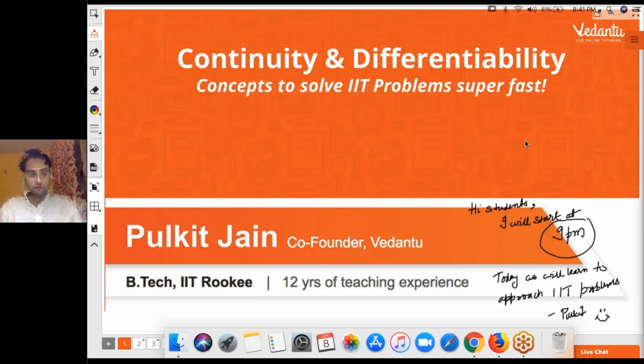So this is part of the masterclass series that I have been taking for the students, right? Okay. And many of you might have attended my previous sessions as well. And today it's going to be a very interesting session on continuity and differentiability. And today, in this entire session, you'll solve lots of problems which have come in IIT JEE, and you yourself will be able to solve it.